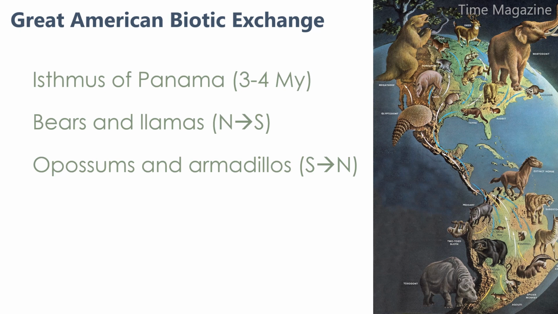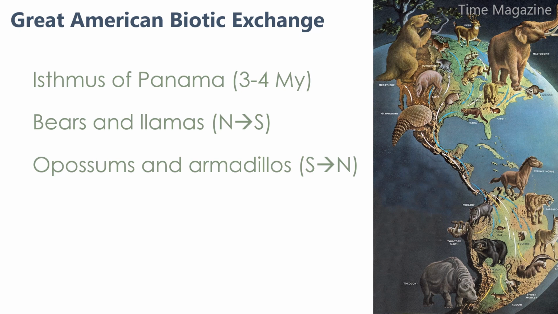So Alfred Russel Wallace's work provided evidence for an event called the Great American Biotic Exchange. Around 3 to 4 million years ago, the Isthmus of Panama emerged from the ocean floor and provided a land bridge between North and South America. This allowed land-dwelling animals to migrate between the two continents for the first time in Earth's history.